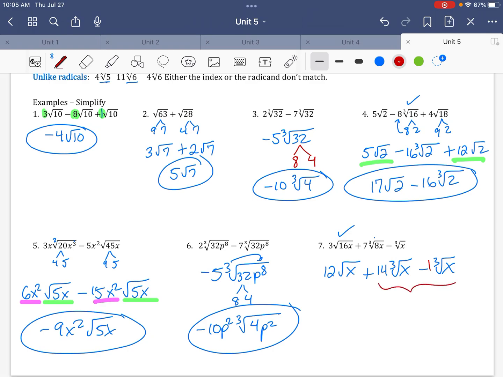So remember, there is a 1 right here. And when I look at this, these are both cube roots. Even though this x matches those other x's right here, it's not the same type of radical. This is a square root, and those are cube roots. So he stays alone. So 12 square root of x. 14 minus 1 is 13 cube root of x.